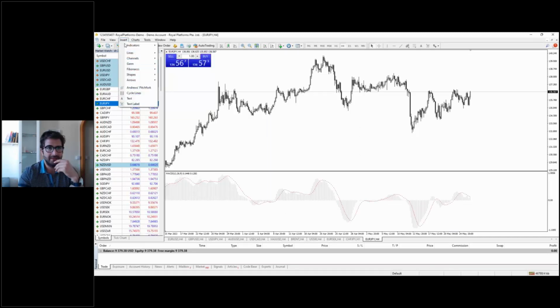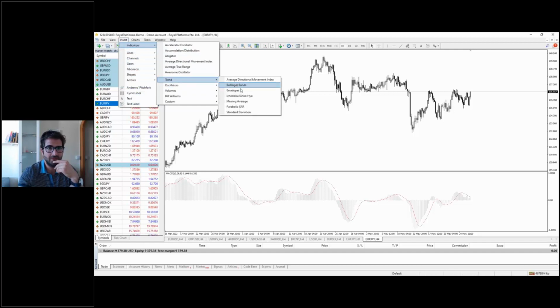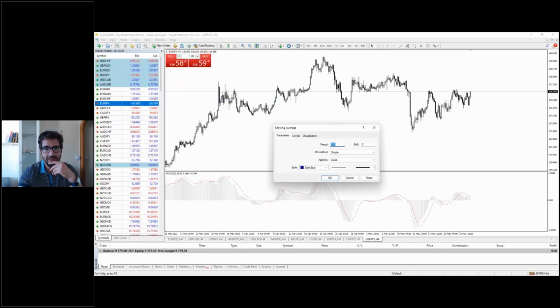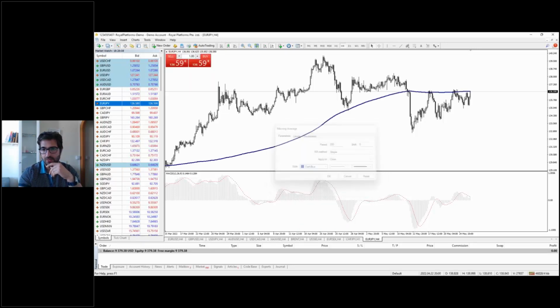If you would like to add any moving average for trend, you will go here and pick the period. The most common one is 200. You will press OK. Here you can change the color if you'd like, but let's say we need a dark blue, and then you will end up with this. These indicators will give you an idea how most probably the market will move. This is why they put the indicator on the charts.